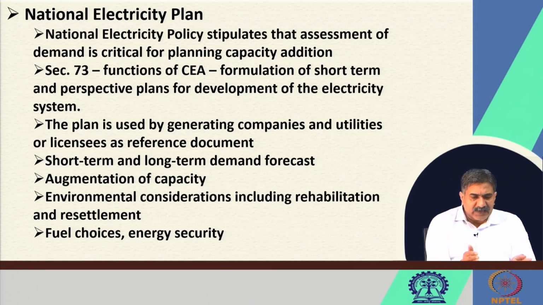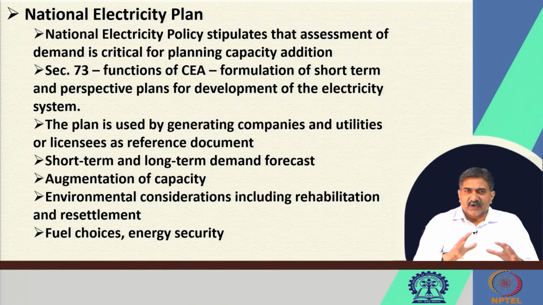So, a 5 year short term plan and then a 15 year perspective plan for the development of the power market, for the development of the electricity system. This plan helps the generating companies and utilities to plan their investment, to build a strategy for how they would be planning their growth, how they would be channelizing their resources in time to come.